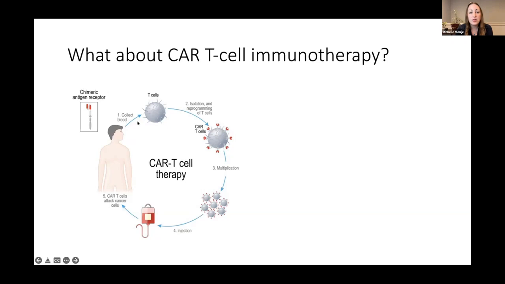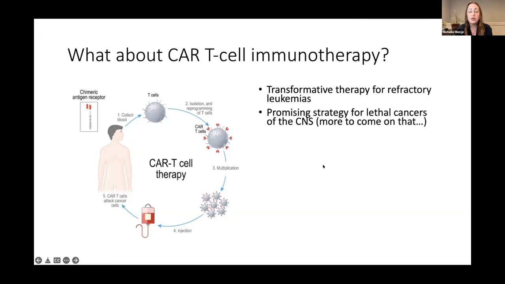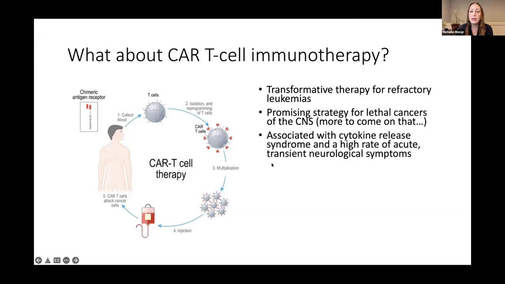So CAR T-cell immunotherapy, which depends upon engineering a patient's own T cells to express a chimeric antigen receptor that then very specifically targets that patient's cancer, has really been transformative for refractory leukemias and is showing enormous promise for other lethal solid tumors, particularly those that occur in the CNS. And I'm going to share a little bit more about that at the end of the talk.